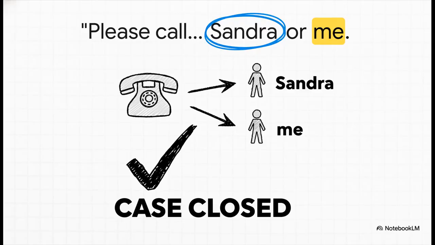So, let's go all the way back to where we started. Who should you call? Sandra or me? And why is that? Because Sandra and me are both objects of the verb call. They're receiving the action of the call. We need the objective case, so me is our guy. I bet you got it right.